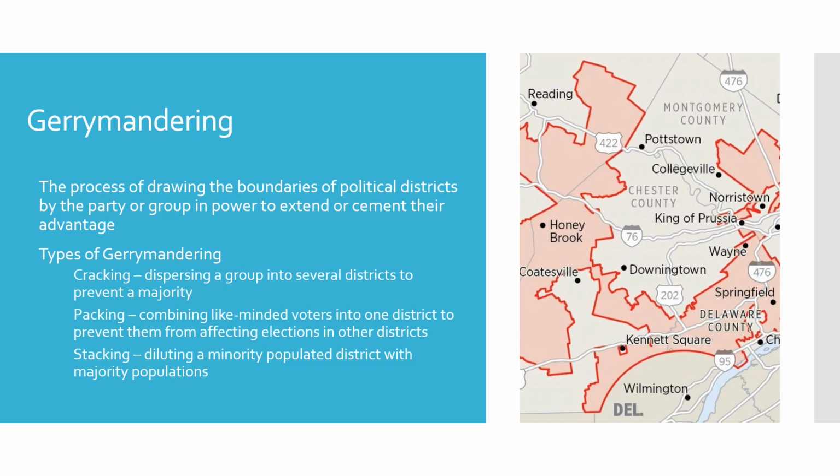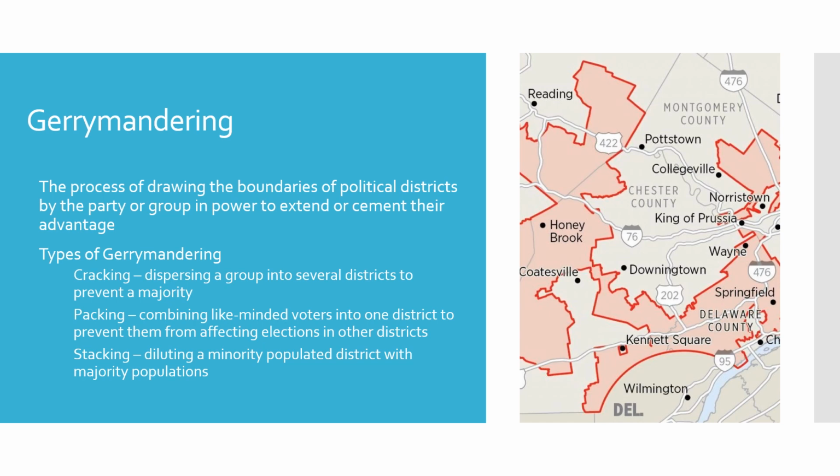So in Georgia, you got Republicans in charge of the state legislature. They are going to redraw the lines in such a way that favor Republicans in well more than half of the districts that are created. There's different types of gerrymandering that can be done. Cracking is taking a group and splitting it into several districts to prevent a majority.